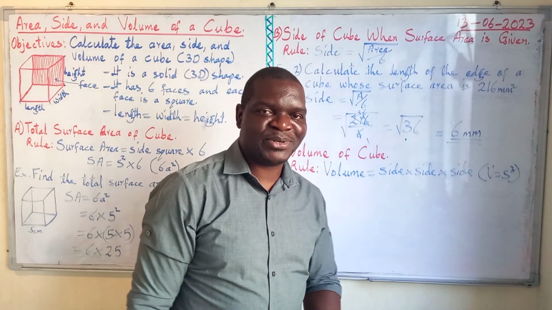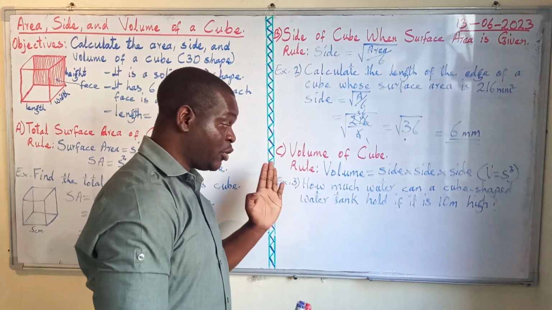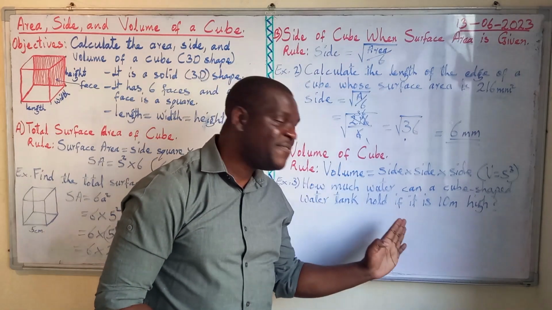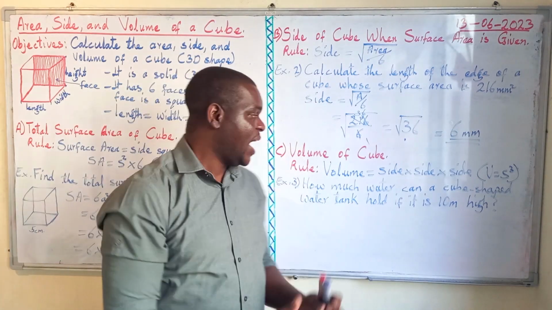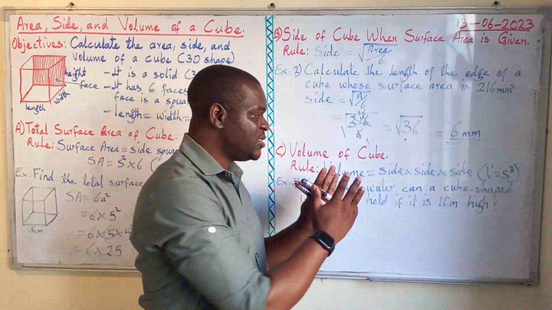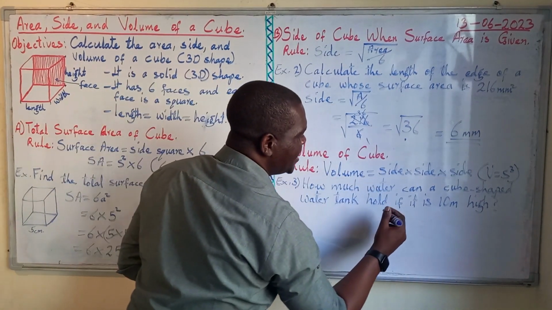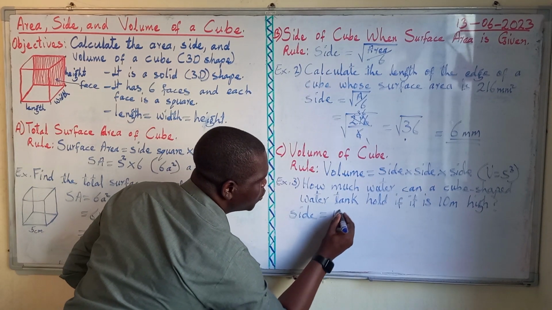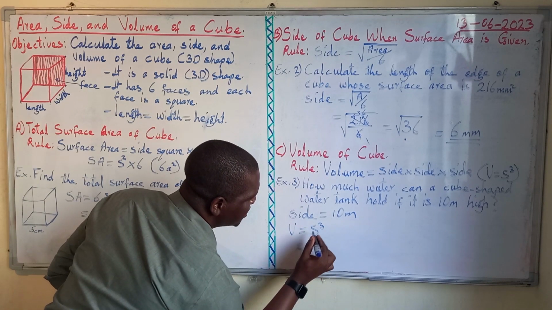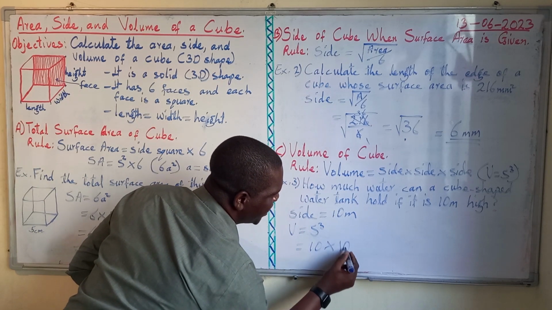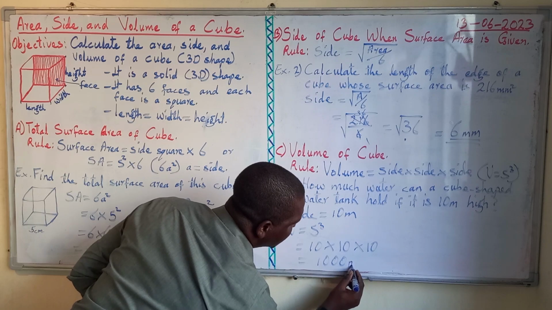So let's look at this example together. How much water can a cube-shaped water tank hold if it is 10 meters high? So the height of the tank is 10 meters, and we are asked to calculate the volume. So let's do that together by simply applying the rule. First, you identify the side. Side is equal to 10 meters. Volume is equal to side cube. And that means the side we have here is 10 times 10 times 10. And if you do this well, it's going to give us 1000 meters cube.